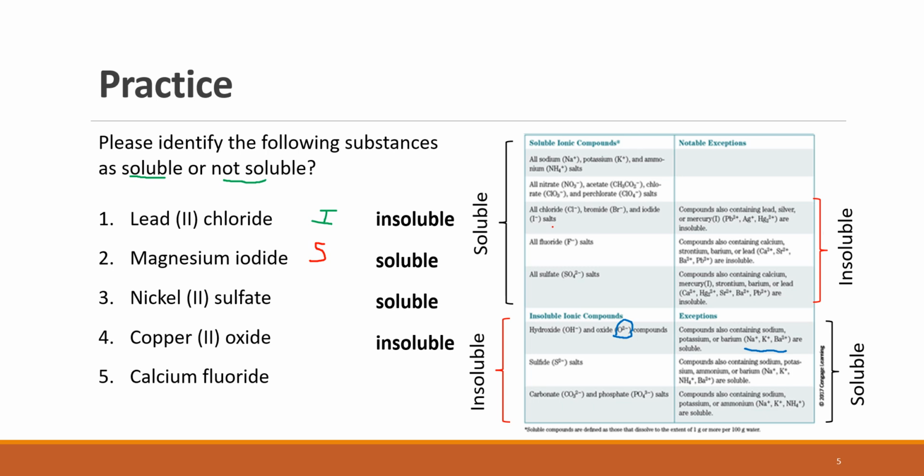Let's do the last one, calcium fluoride. So finding the fluoride ion, it's in the top half, so it's the soluble section. So it's saying fluorine is usually soluble unless it's with calcium, strontium, barium, or lead. So is fluorine with one of the exceptions in this case? Yes, it is. So if it's with an exception, it is insoluble, forming a solid.